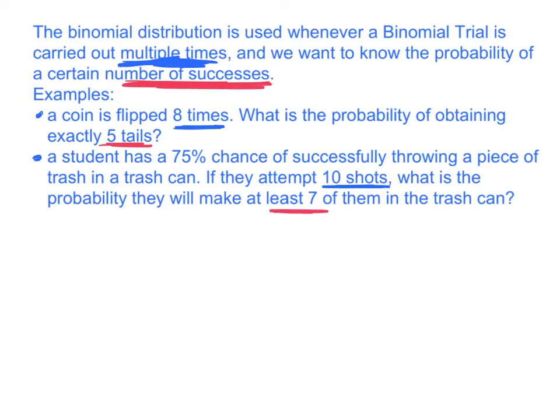Now, what's interesting about that one is it says that they'll make at least 7 of them in the trash can. So what that means is that you're going to need to look at the probability of them getting 7 of them in the trash can, plus the probability of getting 8 of them in the trash can, plus the probability of 9 in the trash can, plus the probability of 10 in the trash can. And I hope that makes sense. The idea is the binomial distribution, this thing, will tell us what the probability of any individual occurrence is, so if they want at least 7, we'll just have to write down all the possibilities.